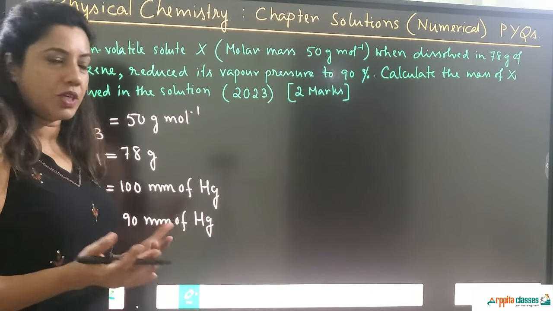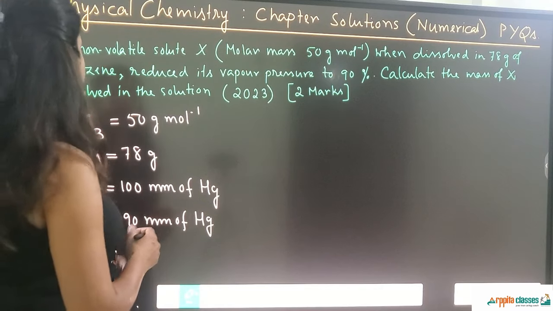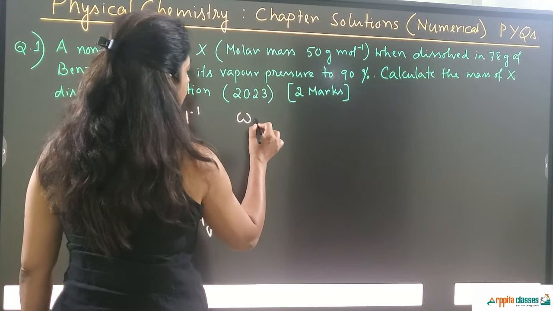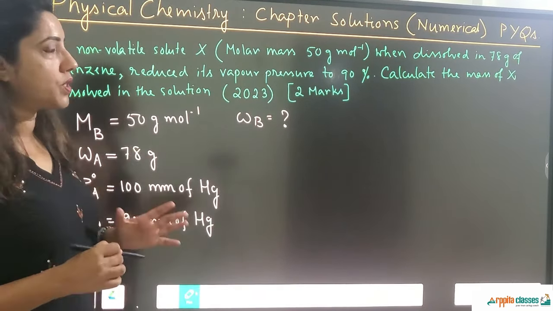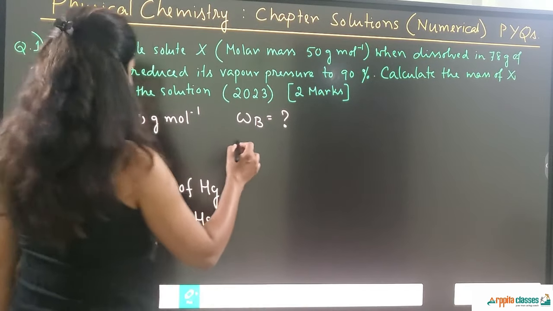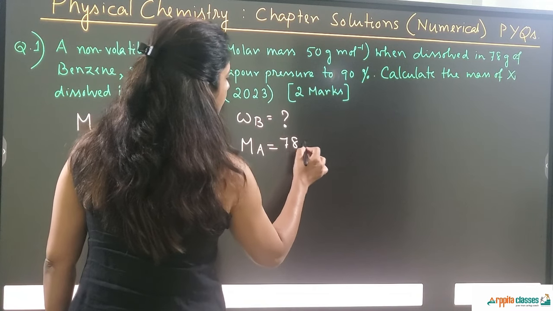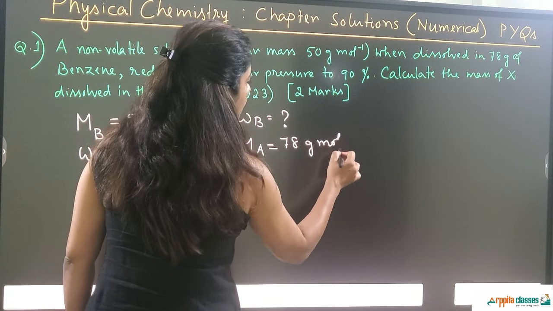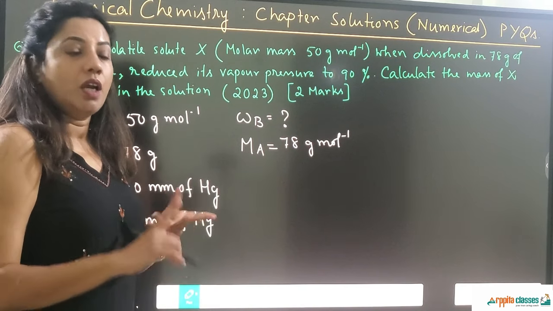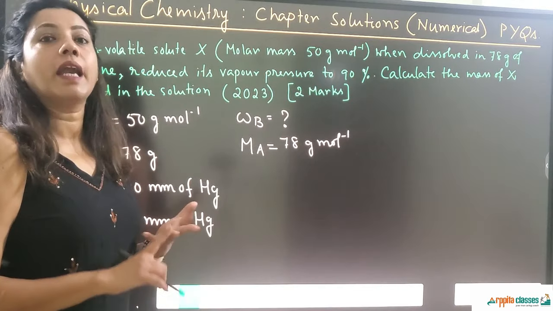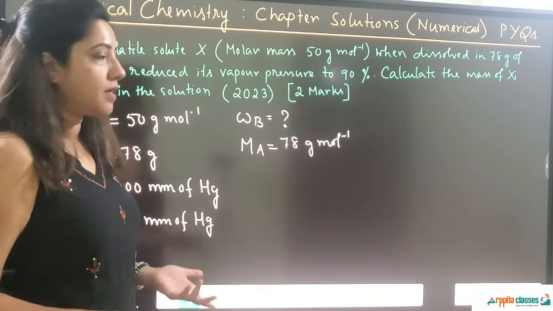Reduced to 90% means the new vapor pressure of the solution is 90 millimeter of Hg. When it is given in percentage, we can take it as 100 this way. Calculate the mass of X dissolved in the solution. They are asking for WB. Also, since the solvent is benzene, the molecular mass of benzene, MA, is equal to 78 gram per mole. I told you to remember the molecular masses of benzene, which is 78, glucose, which is 180, and cane sugar, which is 342. If you remember them, you don't have to calculate.